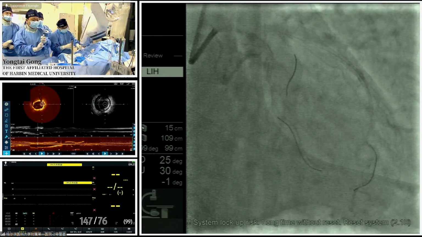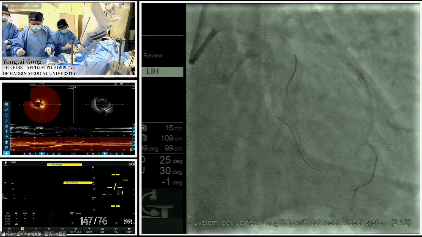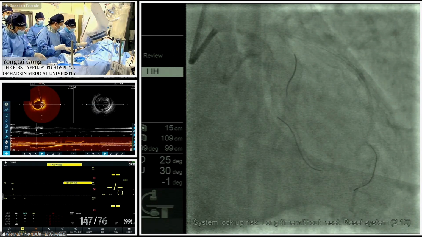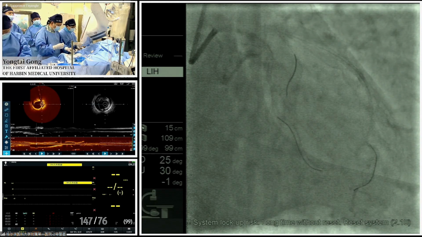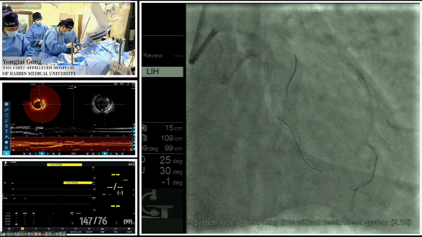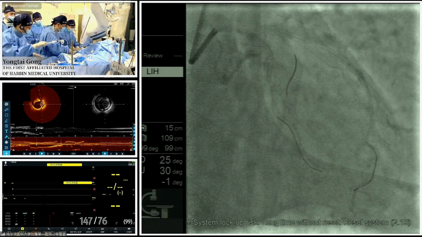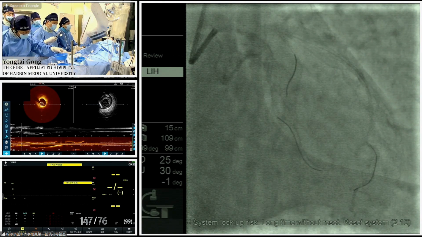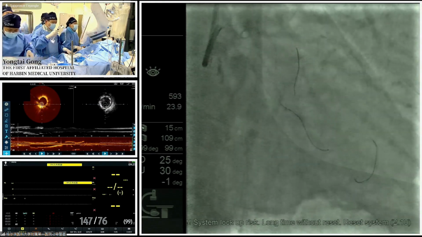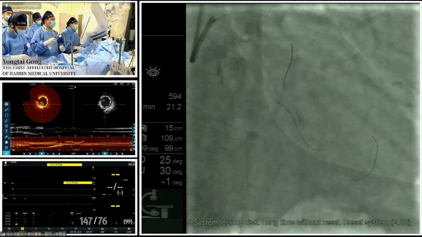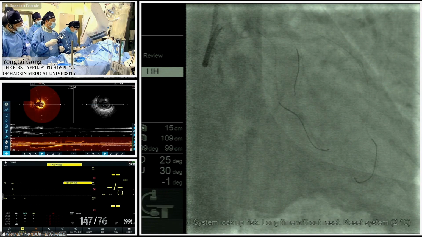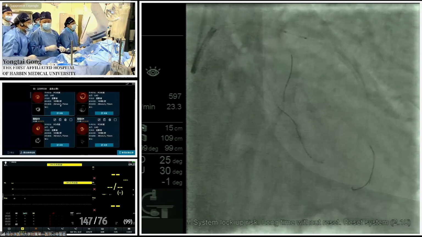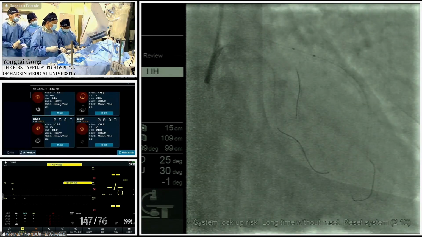Dr. Gong, do you think right now the result is okay, or is there a need for more IVL? We can just treat it again with some balloons, right? Yes, we will modify the lesion further using a 3.0 NC balloon for further modification of the calcification lesion. And then we will deploy the stent next. We have to try our best to make the lumen as big as possible, and then it will be very easy to deliver stents.